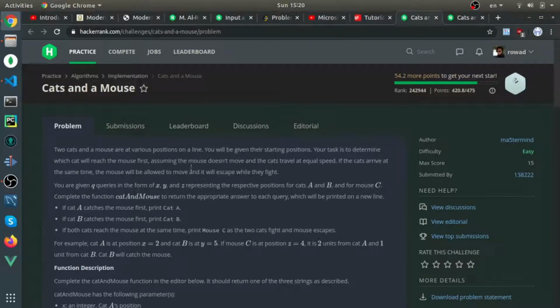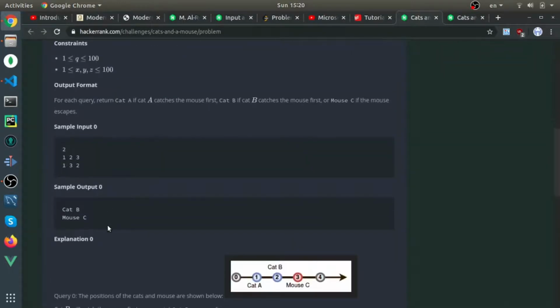Okay, I will solve Cat and Mouse. So basically, you will have two cats and a mouse on the x-axis, and the two cats move at the same speed, and they will give you the position on the x-axis for each one of them. And let's just look at the examples.